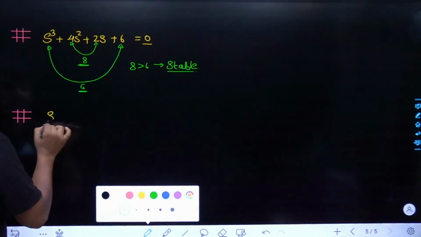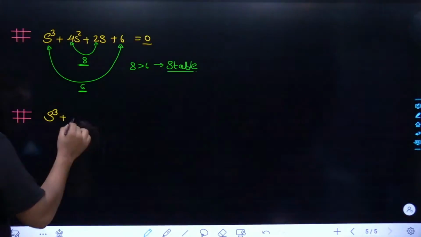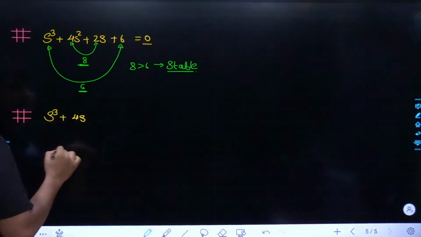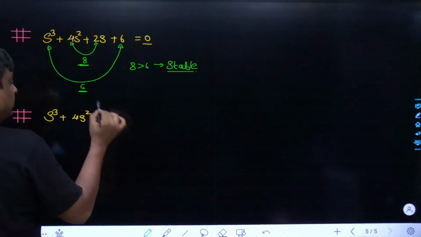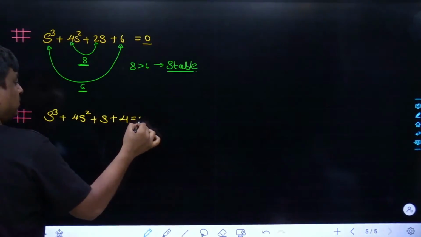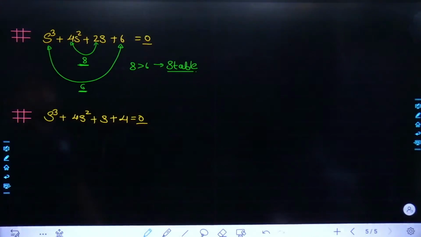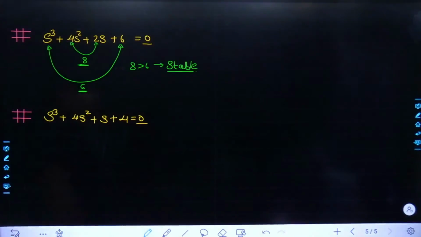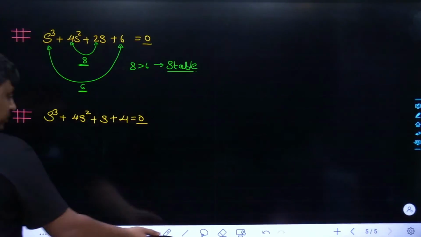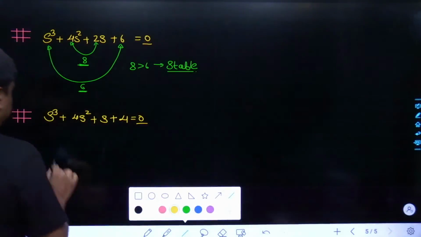So here we take s cube plus 4s square plus s plus 4 equals 0. Now what we are going to do over here, just try to figure out what we have been doing over here.